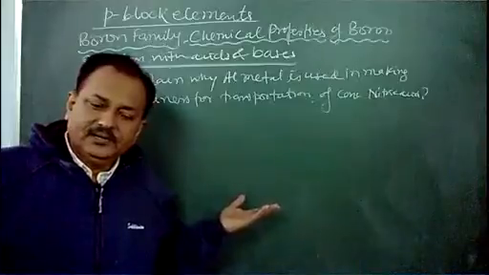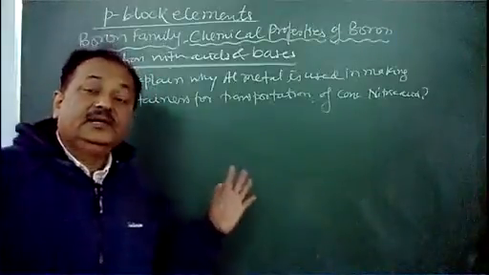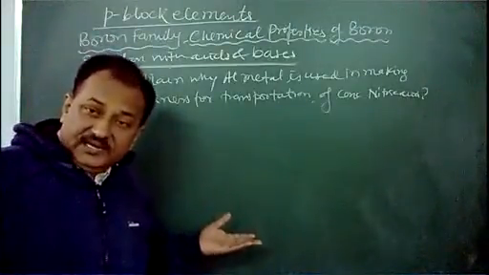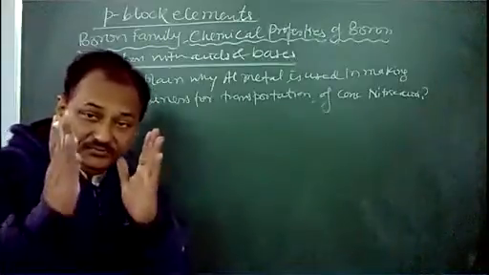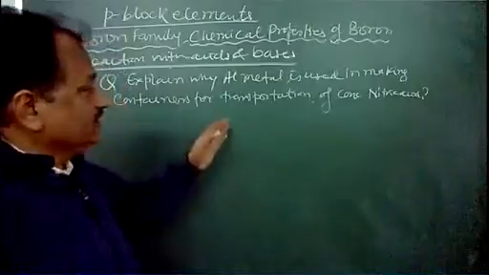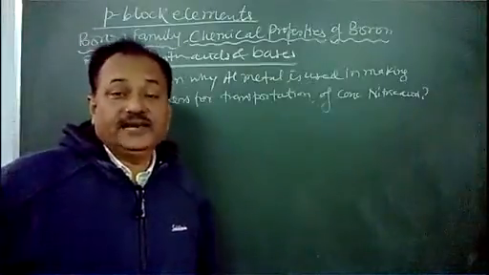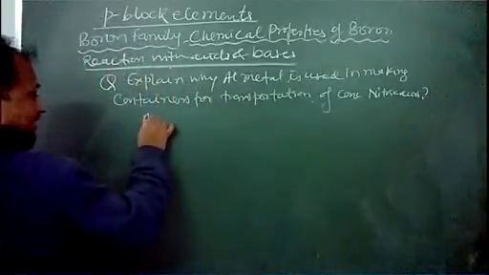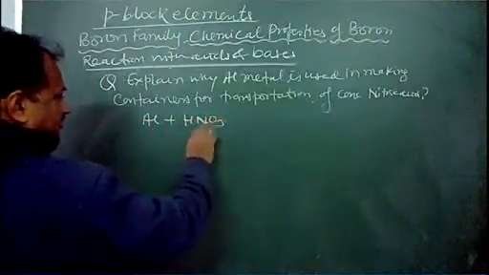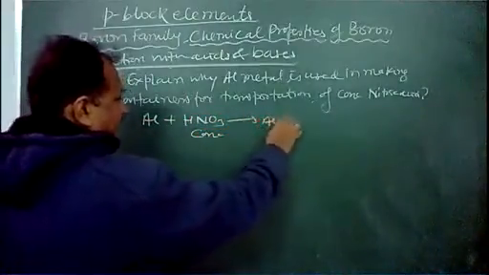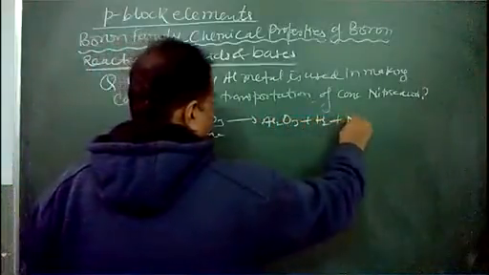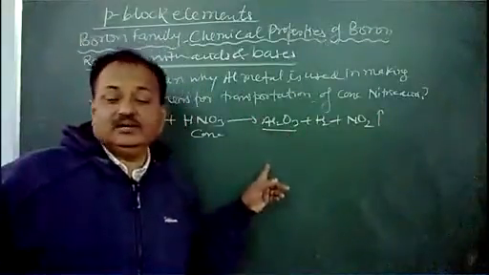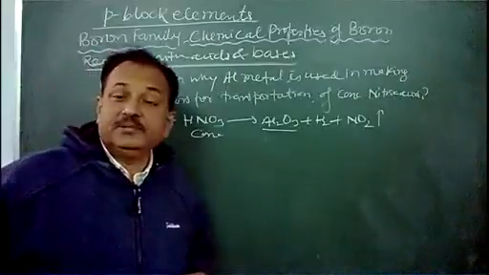So the reason is very simple. When aluminium reacts with nitric acid, there is formation of an aluminium oxide layer, or alumina, on the surface. Only in the starting, there is deposition of the alumina, and as a result it prevents further reaction. See again, aluminium plus concentrated HNO3 gives Al2O3 plus hydrogen plus NO2. So this passive layer of alumina prevents aluminium from further reaction.